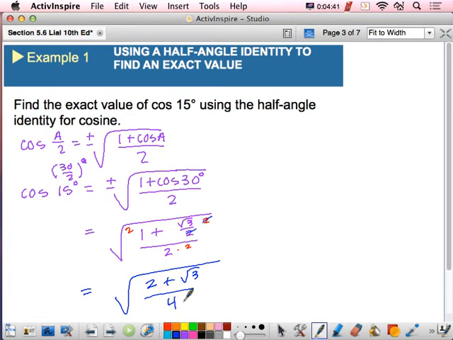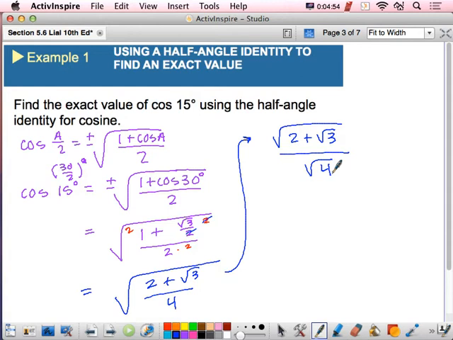Now the problem is we have a fraction that has a square root denominator. So what you do is you split them apart, leave the top square root of 2 plus the square root of 3 all over the square root of 4. And then you simplify the bottom, which becomes a whole 2. Guess how we get rid of the double square root?